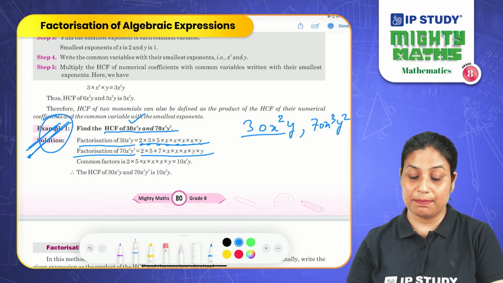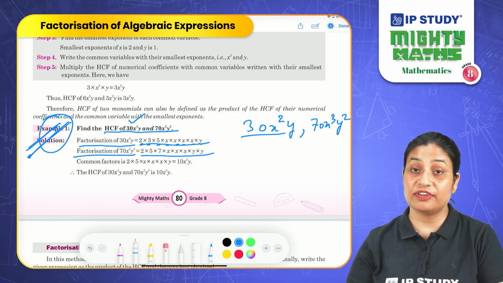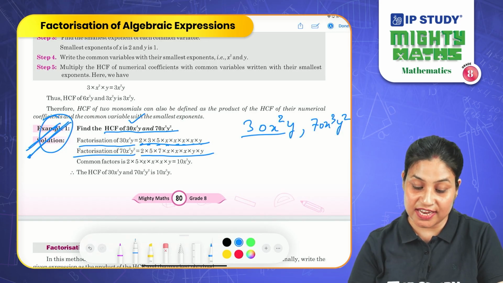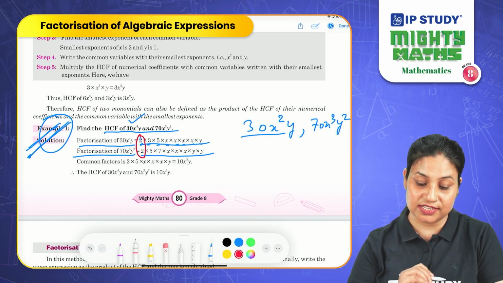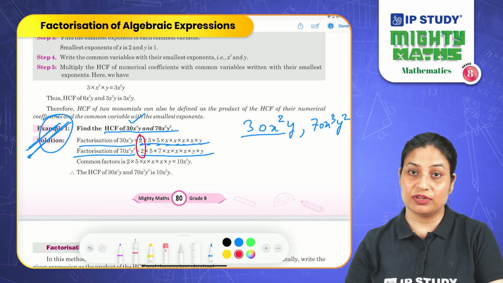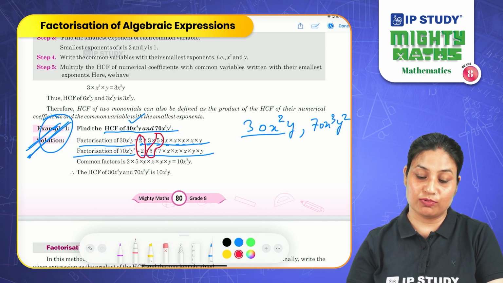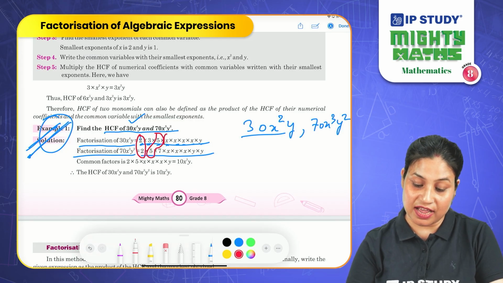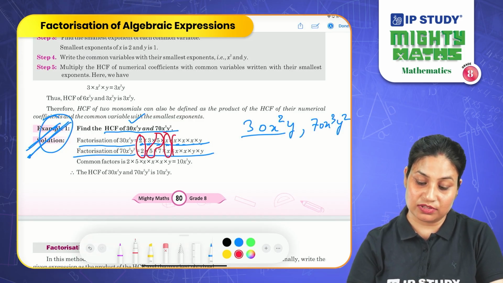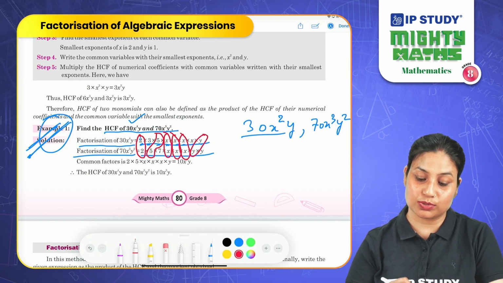In the next step, you have to find out the common factors. So, what are the common factors I can see over here? Let me change the color of the pen. So, I can see this 2 is common to both the monomials, right? In the same way, this 5 is common to both the monomials. Next, we have this x common to both the monomials here. And thereafter, we have this y.